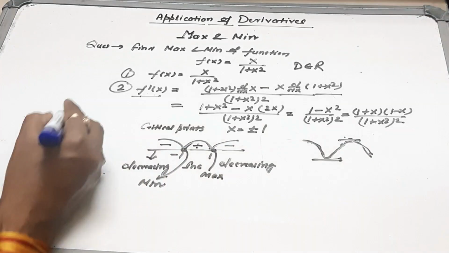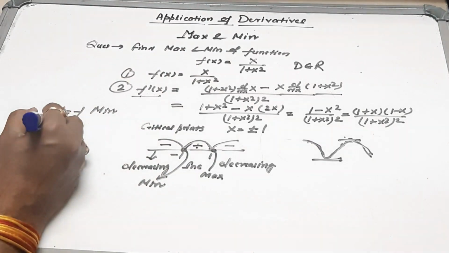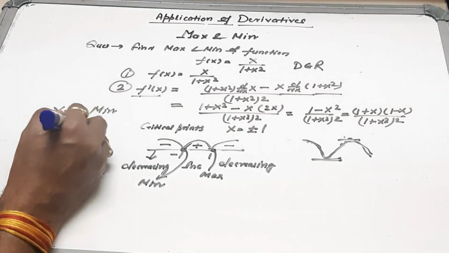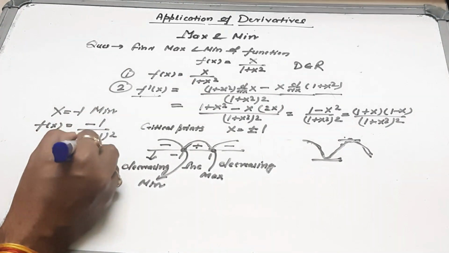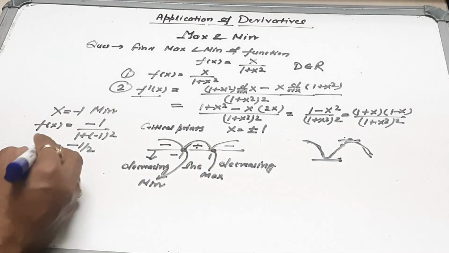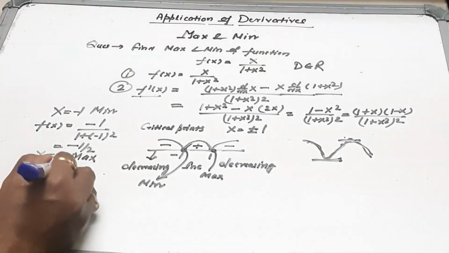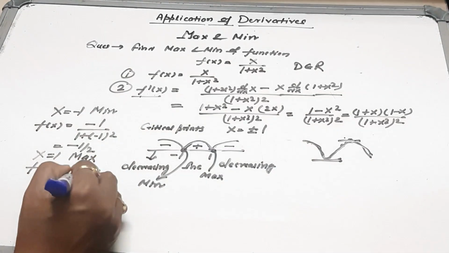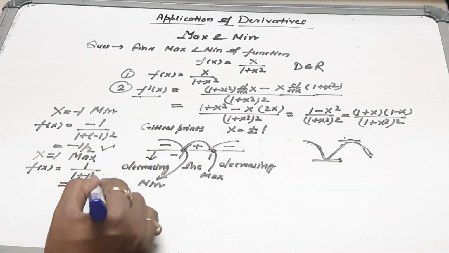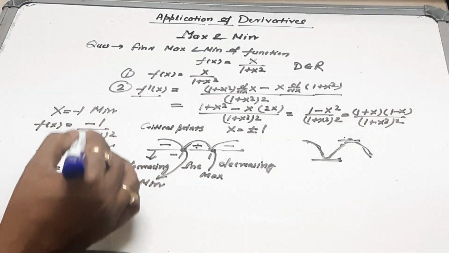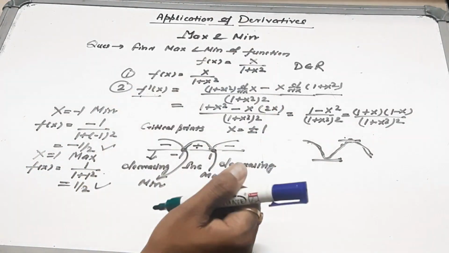So what will happen? At x is equal to minus 1, you will get the minima of the function. What is the function's value? Value will be f(x) is equal to minus 1 divided by 1 plus minus 1 whole square, and this is equal to minus half. And what is the maxima point? At x is equal to 1, you will get the maxima. What is the value? f(x) is equal to 1 by 1 plus 1 square, and this is equal to 1 by 2. So minima value is minus half, maxima value is 1 by 2. So this is also the range of this function. So in this way, using the maxima minima concept we can also find out the range of the function.